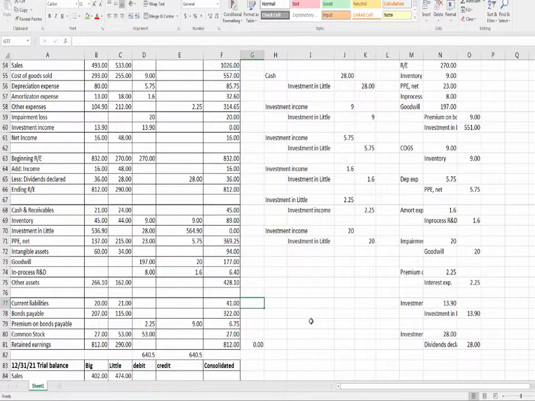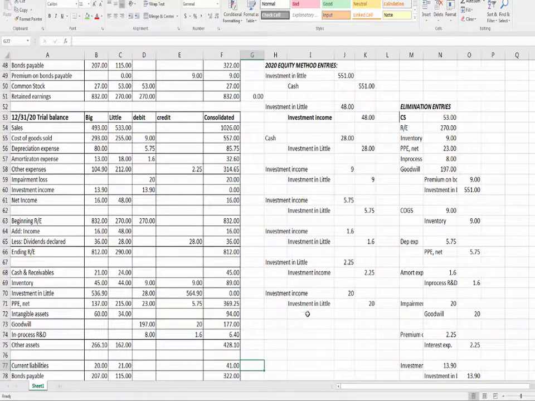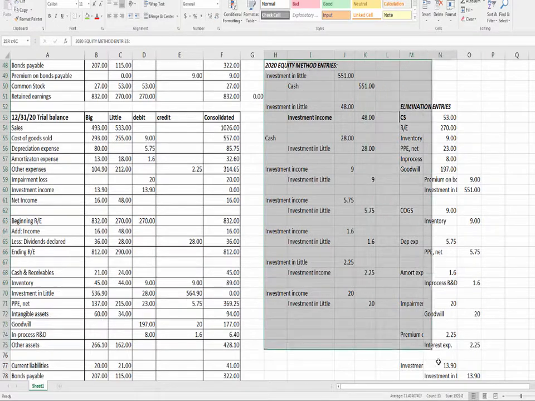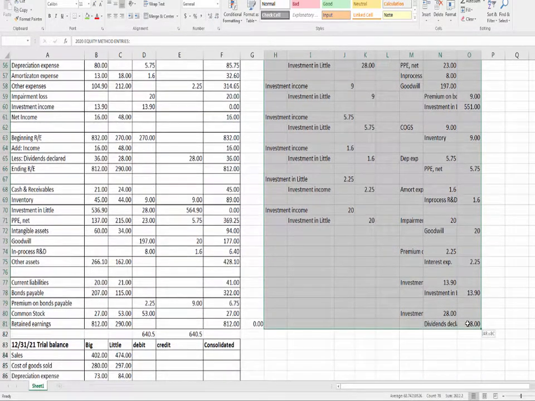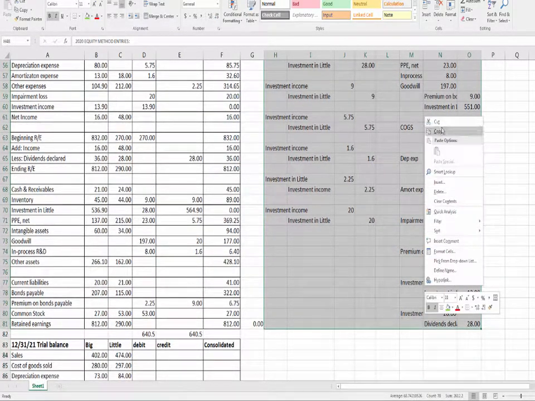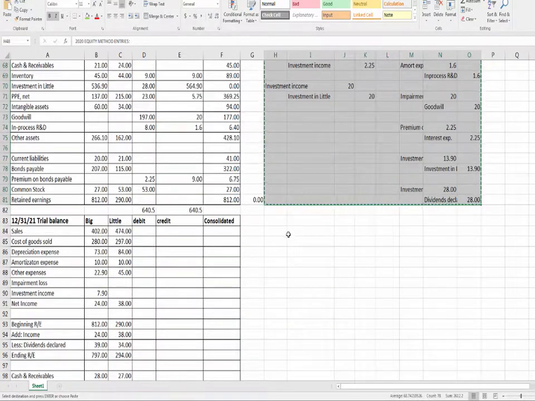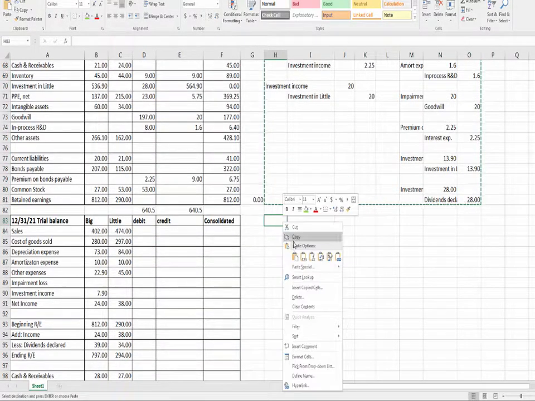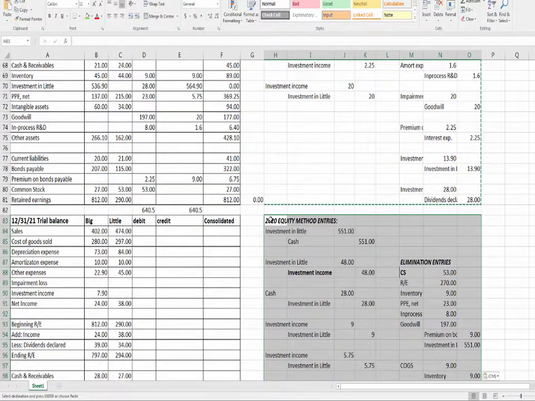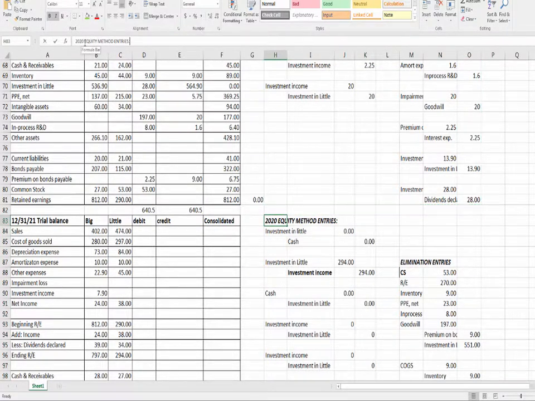So let's go ahead and, again, there's no sense reinventing the wheel here. I'm going to go ahead and copy this and paste, and at least they'll have this. The account titles are the same. The entries themselves obviously are going to be different, but the account titles are the same. So 2021 equity method entries.